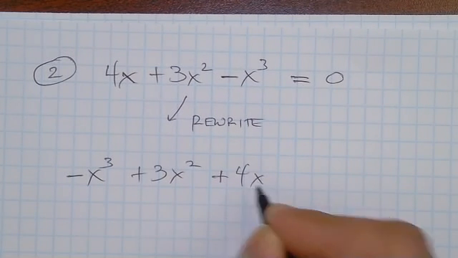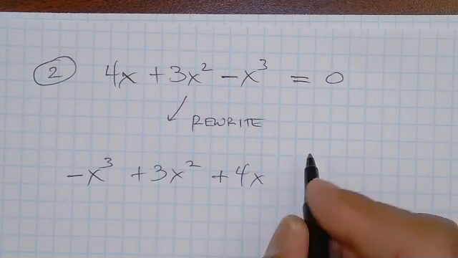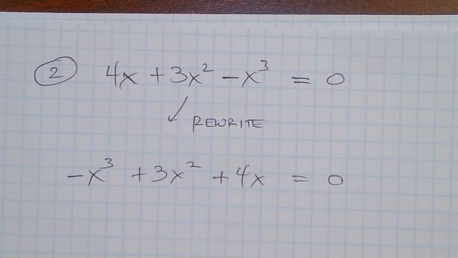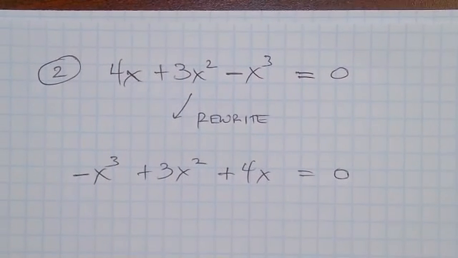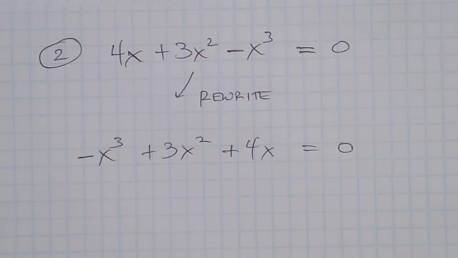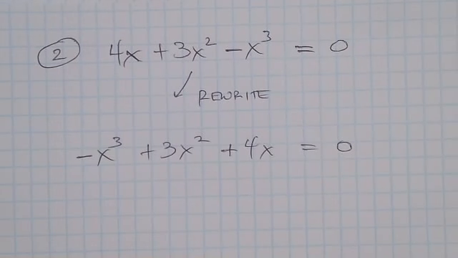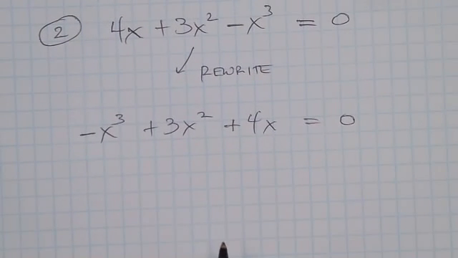Plus what? Plus 3x squared minus 4. I'm sorry, plus 4. Oh, watch out. Don't be changing the problem now. Equals 0. Okay. Now what?